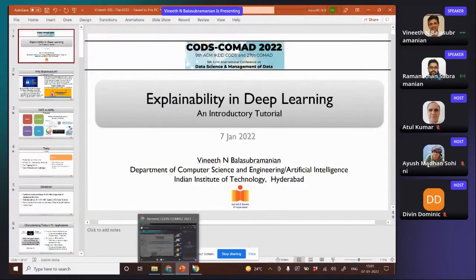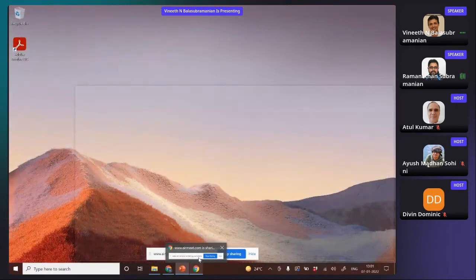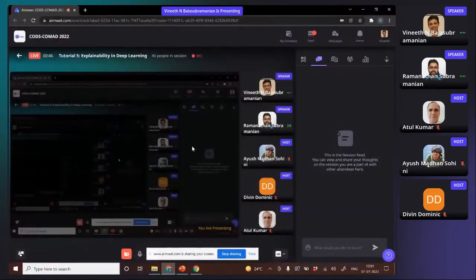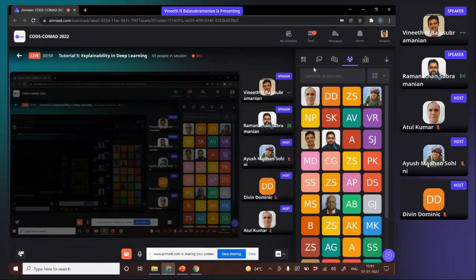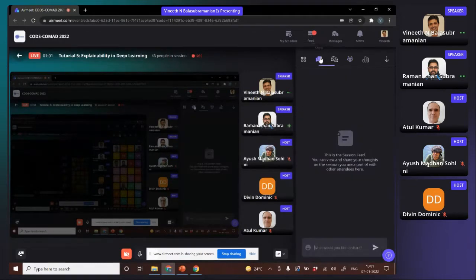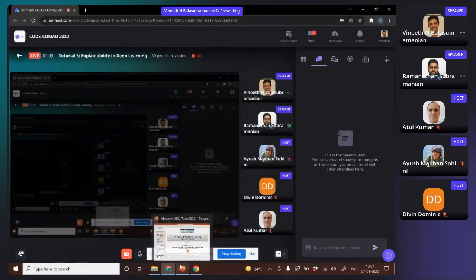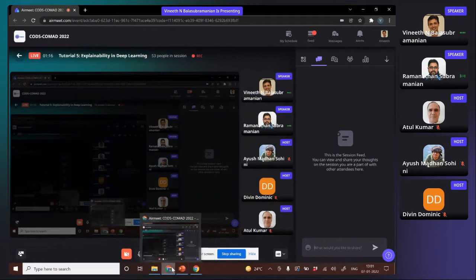So this tutorial is basically an invited tutorial on explainability in deep learning. I guess many of you might know Professor Vinit Balasubramanian, who is with IIT Hyderabad, and anybody who knows him will know that his group does excellent research in this area. Most notably, the GradCam++ algorithm came from his group. So without much ado, let me just give the stage to Vinit. Vinit, please.